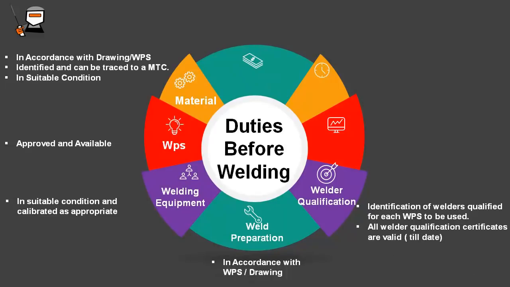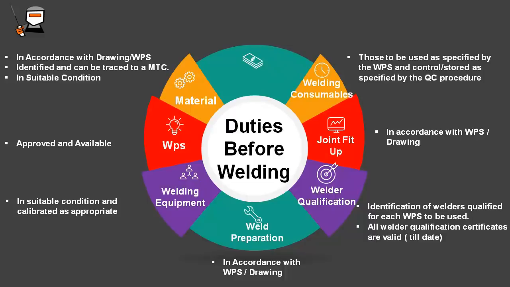Welder qualification. It is the duty of the welding inspector to check whether the welder is qualified for the joint to be welded, and that welder certificates are valid and up to date. Joint fit-up. Joint design should be according to the WPS or drawing, and the number or size of tack welds according to code or project specification. Welding consumable. Welding consumables to be used are as specified in the WPS.